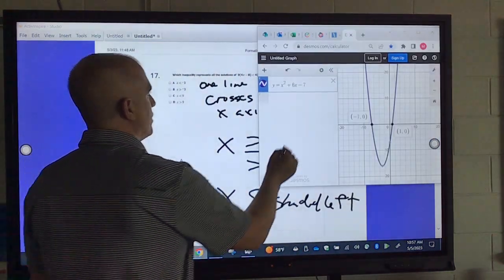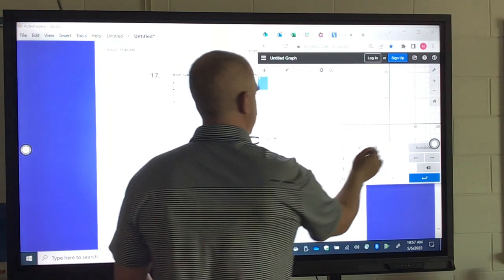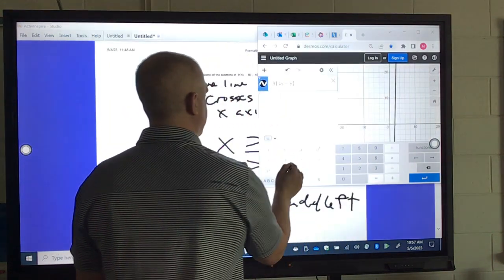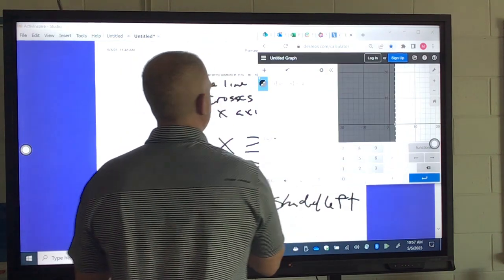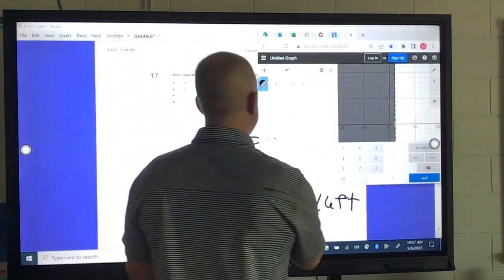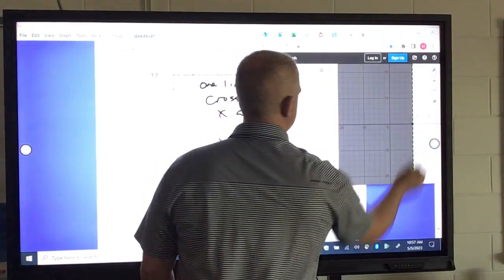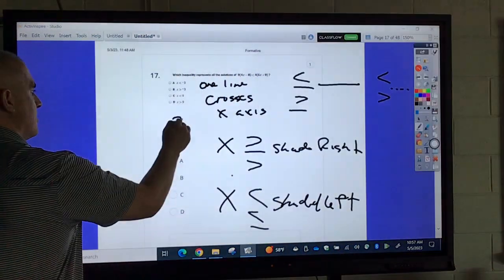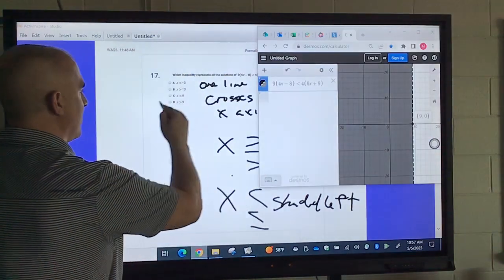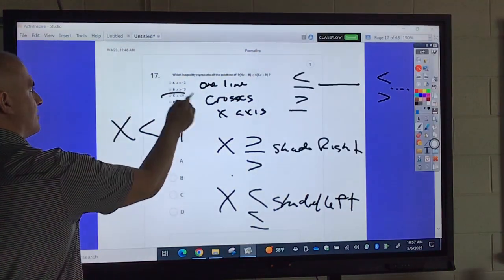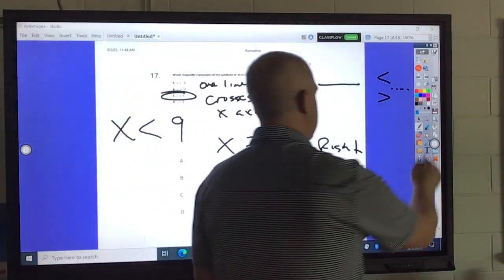So all I gotta do is type that in, 9 parentheses 4x minus 8 less than 4 parentheses 6x plus 9. Okay, so if I touch that there, that's 9. It's shaded which direction? Left. So x is less than, the line is dashed. Okay, so that's going to be my answer for 18.